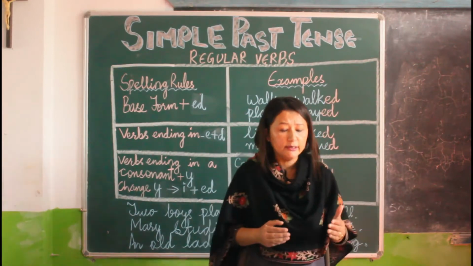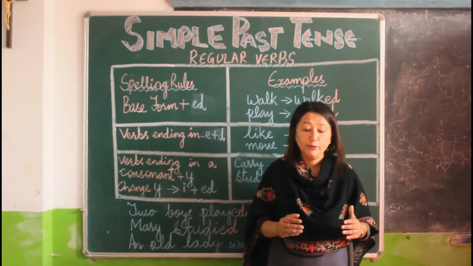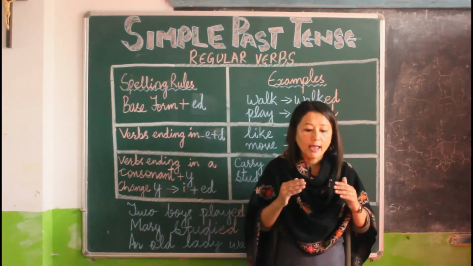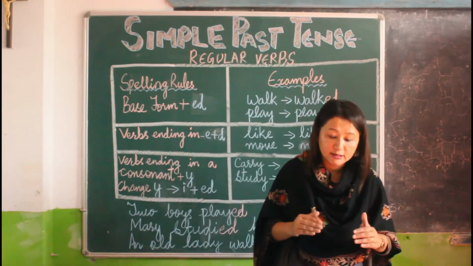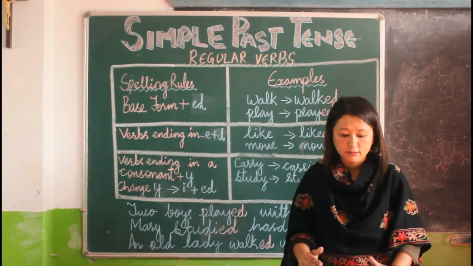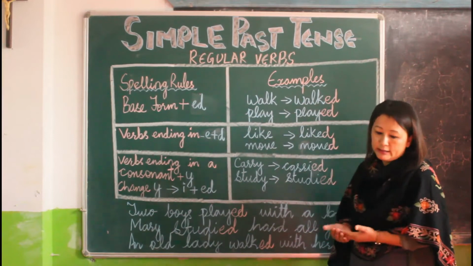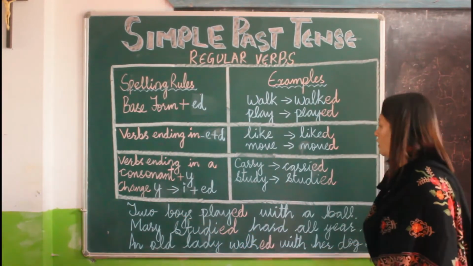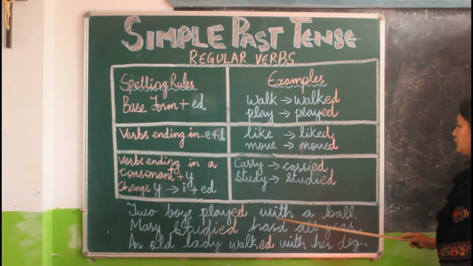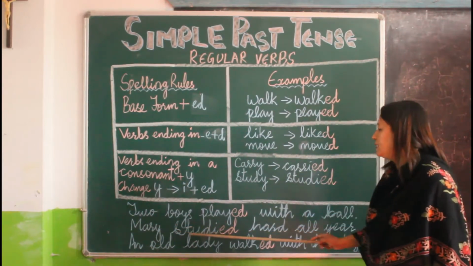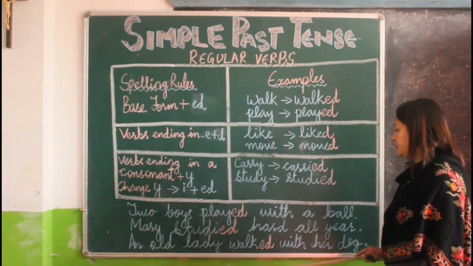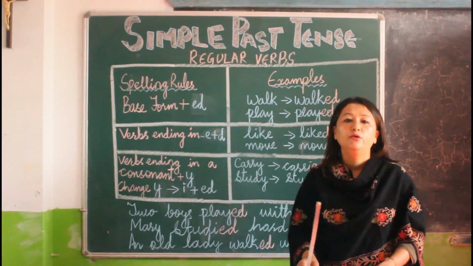As we already learned about tenses, we know that tense is about time and the verb changes depending on the time of action. Now let's read some sentences written on the board. Two boys played with a ball. Mary studied hard all year. An old lady walked with her dog.